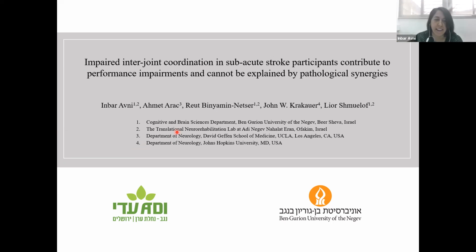So yeah, hi, I'm Inbal. I'm very happy to tell you about our research on motor impairment in stroke patients. This is a study done in collaboration with Dr. Ahmed Arak from UCLA and Professor John Krakauer from Johns Hopkins University. It's done as part of my PhD thesis in Dr. Lior Shmuelov's lab at Ben Gurion University, and it takes place in Adi Negev Rehabilitation Village. The aim of this study was to explore the contribution of interjoint coordination to motor impairments in the early stages of stroke recovery.